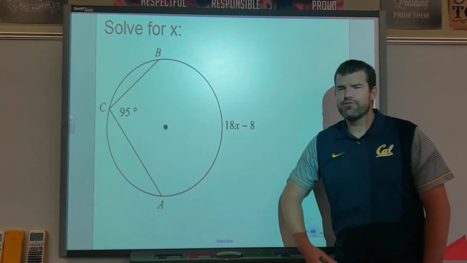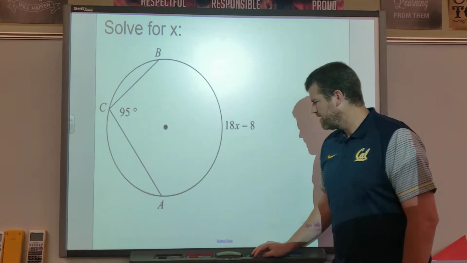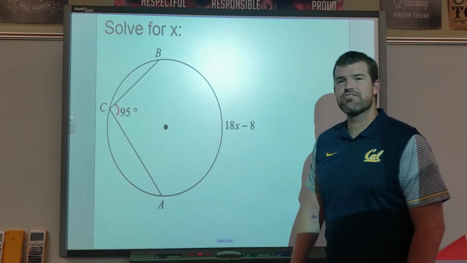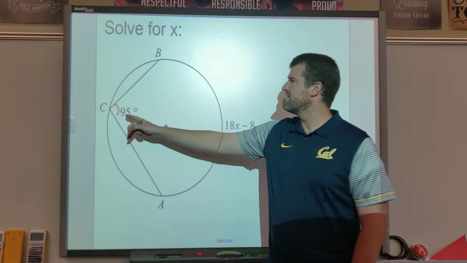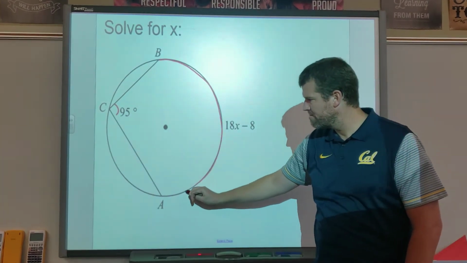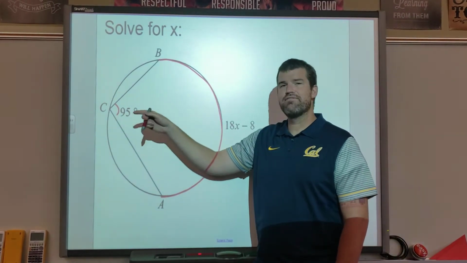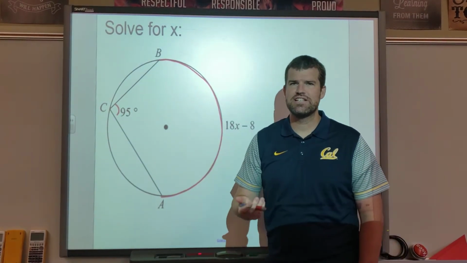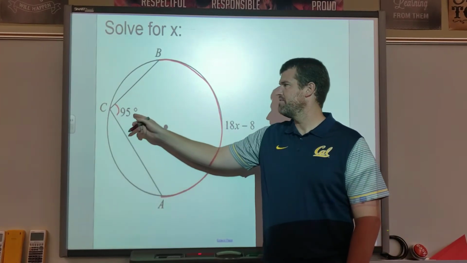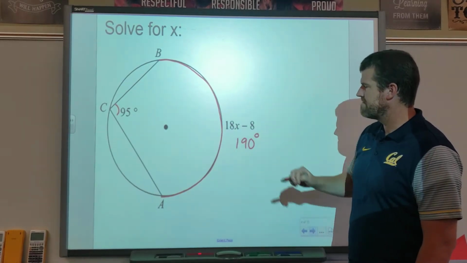All right, I threw this problem on here because sometimes it tricks students a little bit. But the key idea is I know I have an inscribed angle. I know the inscribed angle will be half of the arc that it forms, so half of its intercepted arc. So 95 is half of 190, or I can work backwards, I just double it. So 95 times 2 is 190 degrees.